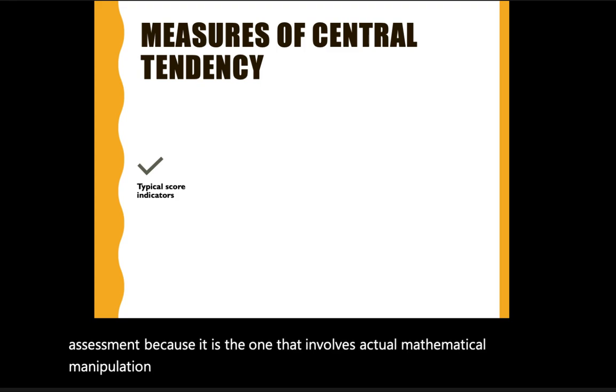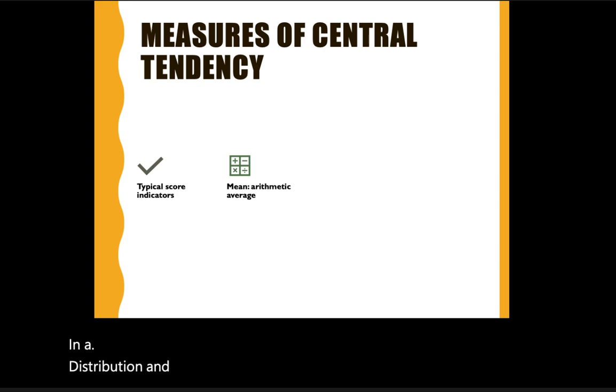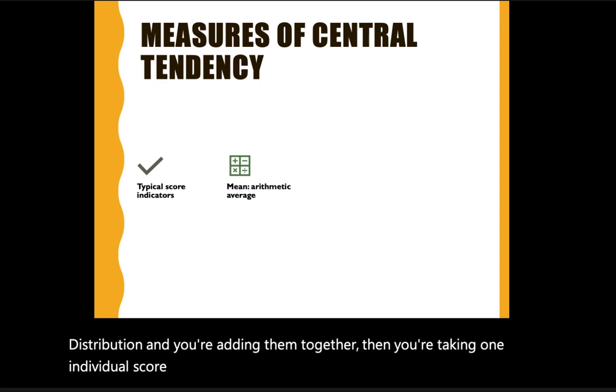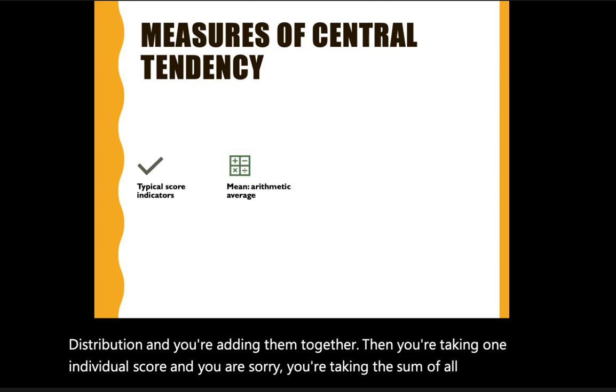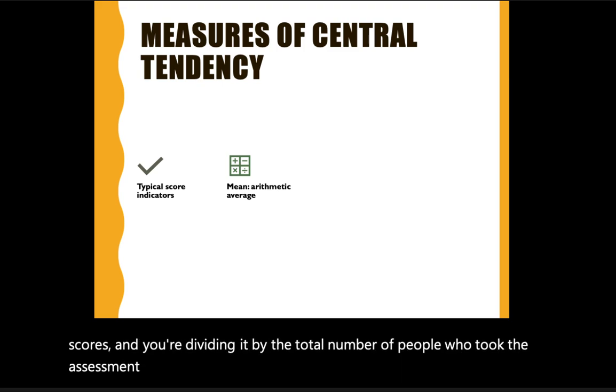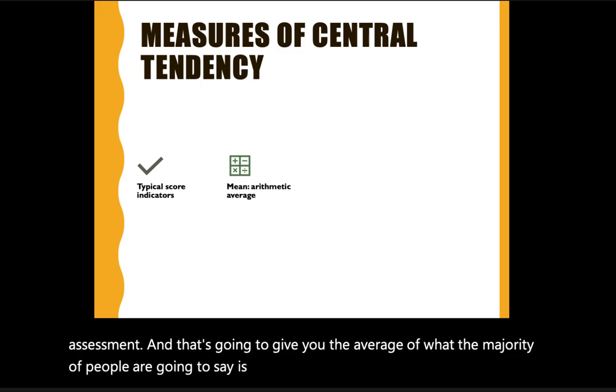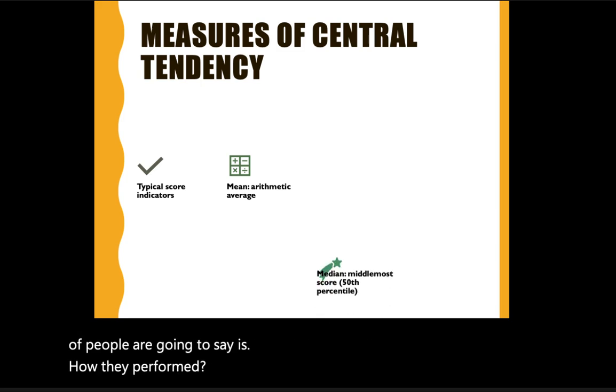So in order to achieve a mean, you are taking all scores in a distribution and adding them together. Then you take the sum of all of those scores and divide it by the total number of people who took the assessment. And that's going to give you the average of what the majority of people are going to say is how they performed. We also have the median.